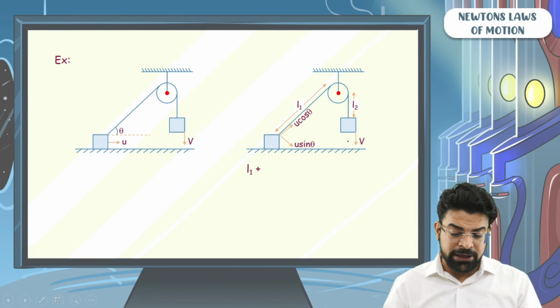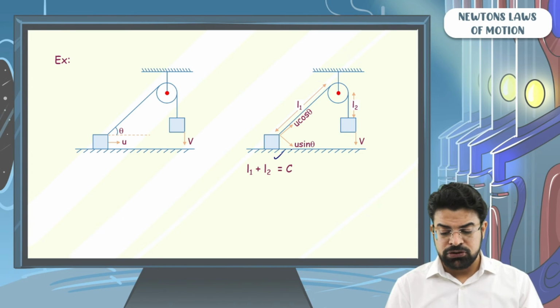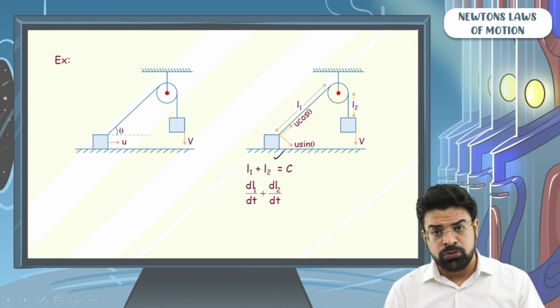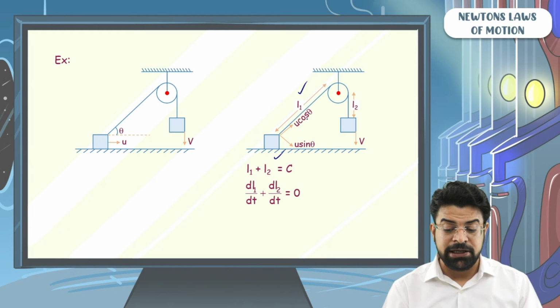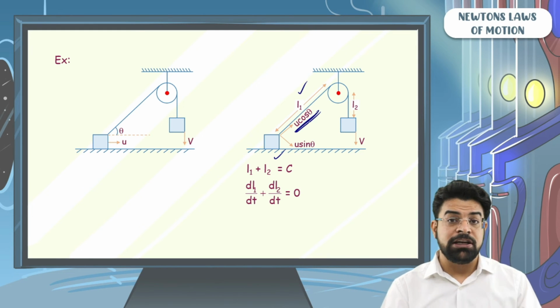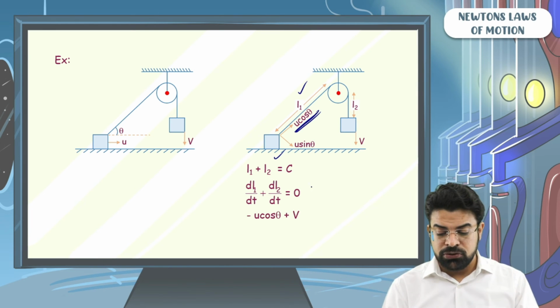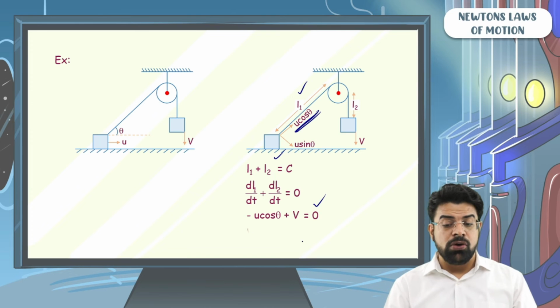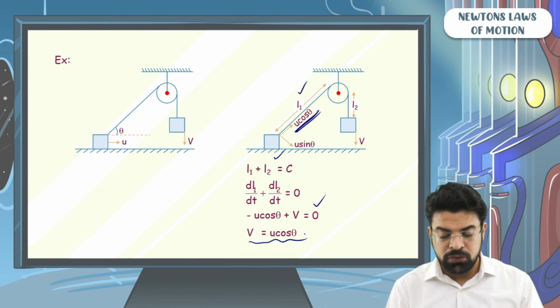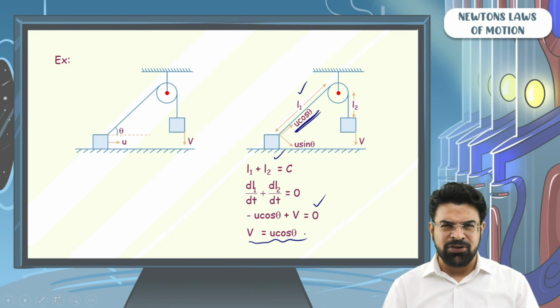So we will write L1 plus L2 equals constant, dl1 by dt plus dl2 by dt equals 0. dl1 by dt will be minus u cos theta. Why minus? Because this u cos theta is trying to decrease the length. So minus u cos theta plus v has to be equal to 0, or v will be equal to u cos theta.